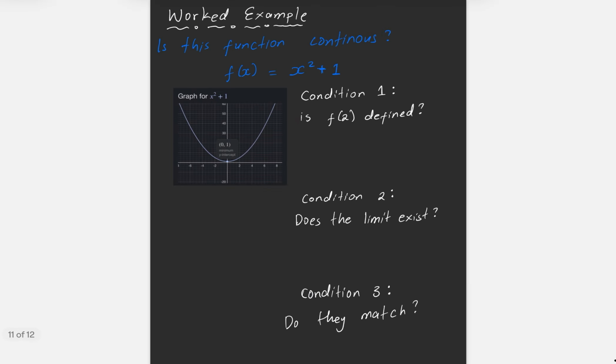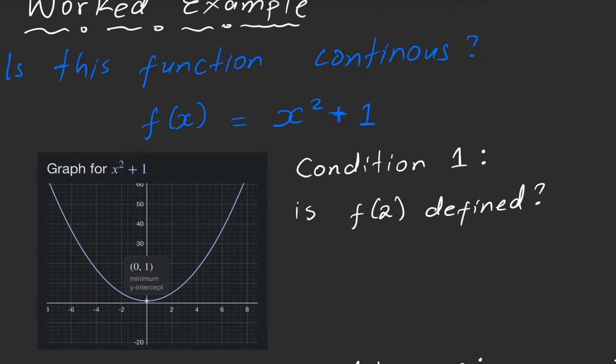Say you have a question asking you to figure out if this function is continuous. The function itself is f of x is equal to x squared plus 1. I have the graph written here, but this is also a polynomial that you should be able to sketch quite easily. It's essentially the graph of x squared that's shifted up by 1 unit. And for us to determine whether this function is continuous, again, we have to make sure that the three conditions that I mentioned previously hold. So let's test each condition one by one.